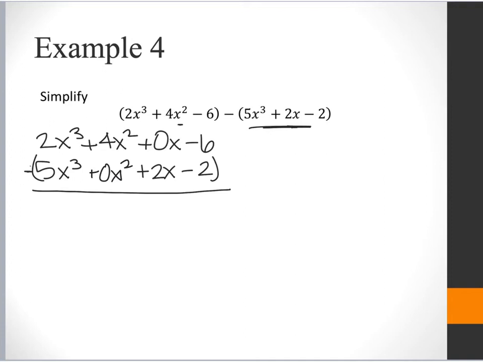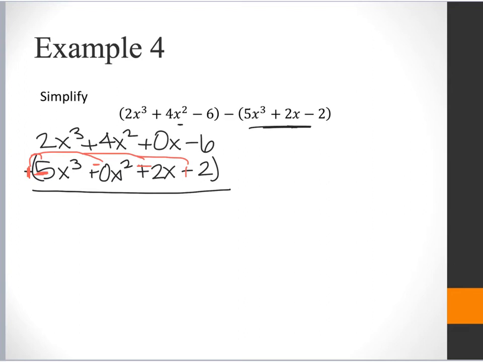And to distribute the negative, that means I apply it to this 5, so this becomes a negative 5x cubed. I can apply it here, but a negative 0 is still 0. I apply the negative to the positive 2x, so that turns this into a negative 2x. And I apply the negative to the negative 2, which makes this a plus 2. Once I change the sign of every term inside of the parentheses, I can then go and change my subtraction sign outside to an addition, and now I just add everything straight down.